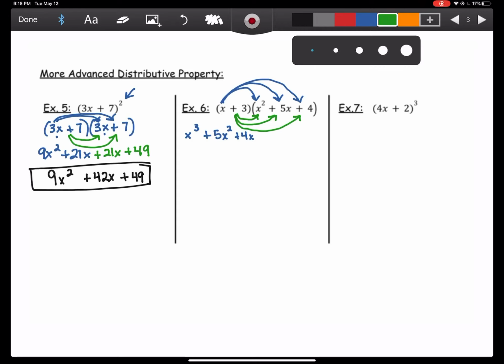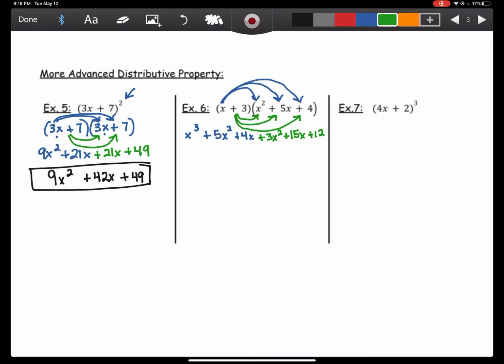Move on to the green arrows. Positive 3 times x squared, positive 3x squared. Positive 3 times 5x, positive 15x. And then positive 3 times positive 4, positive 12. Now we're ready to combine like terms. But this one's going to be a little mixed up, so be on your toes.